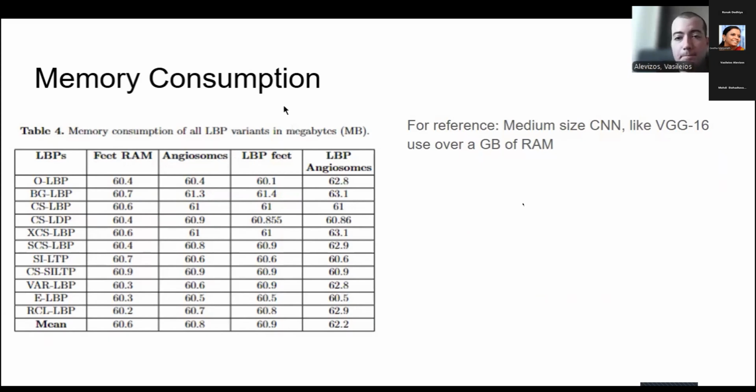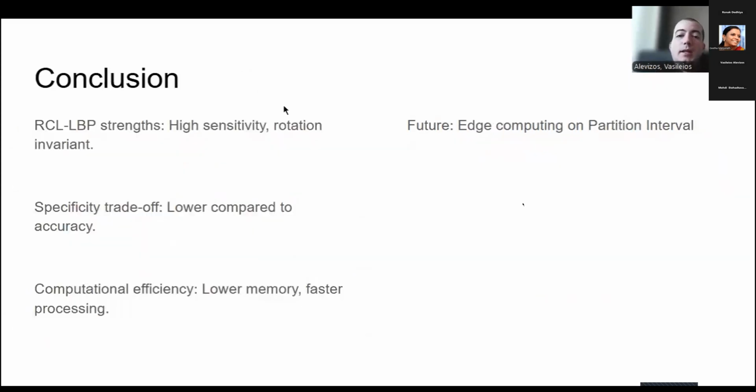Now, to wrap up some take-home messages, we introduced RCL-LBP as an extension of the traditional LBP. RCL-LBP enhances texture classification through rotational variance and logarithmic normalization, and our results show that RCL-LBP has high sensitivity in detecting diabetic foot ulcers using infrared thermography, and is computationally efficient, requires less memory, offering faster processing compared to some other more complex models like convolutional neural networks.